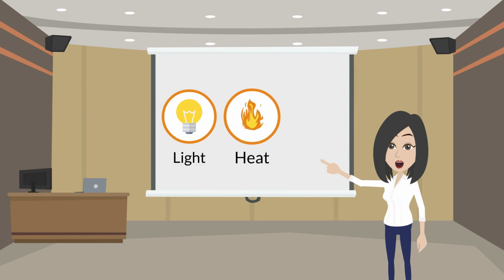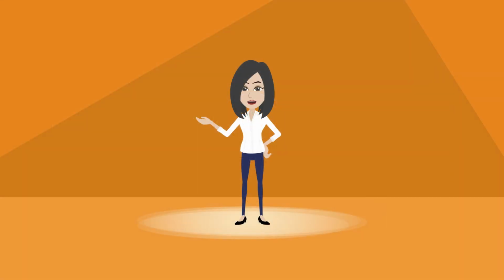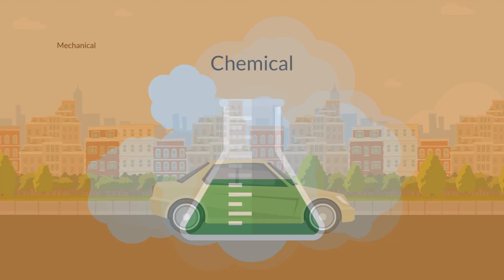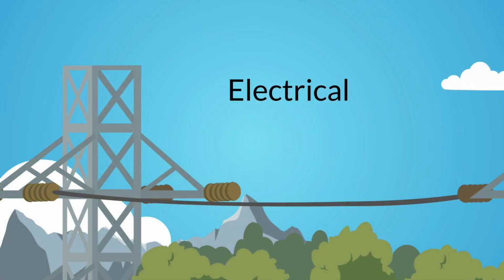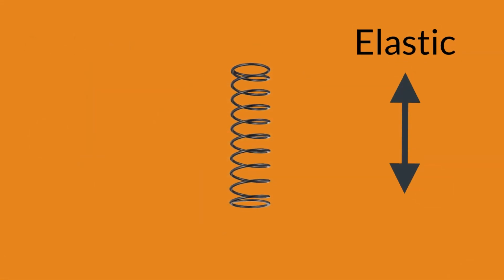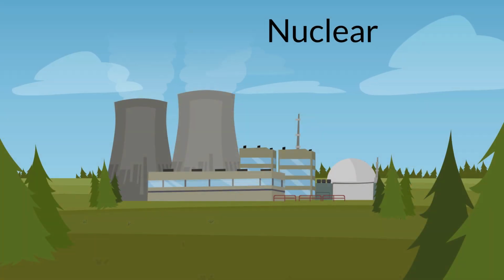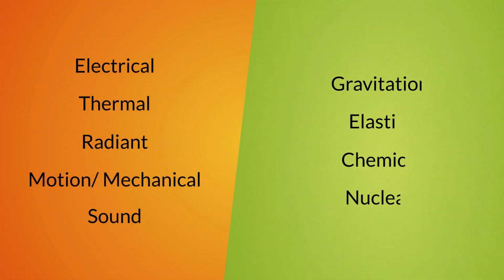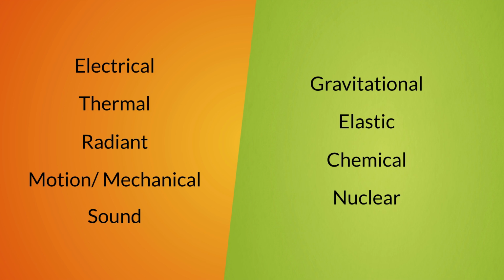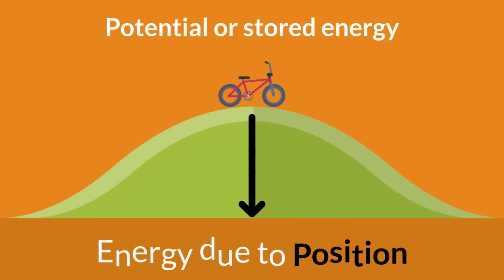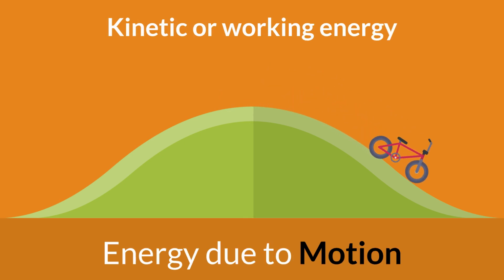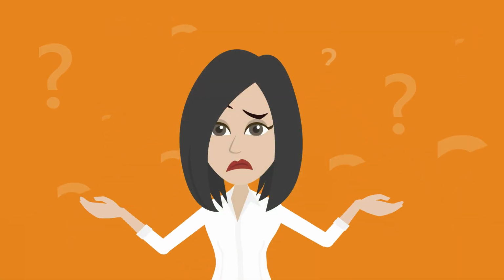Just like light, heat, and sound, there are many different forms of energy. Light, heat, sound, chemical, mechanical, electrical, gravitational, elastic, and nuclear energy. These forms of energy can be grouped into two general types of energy for doing work: potential or stored energy, and kinetic or working energy. How are they different?